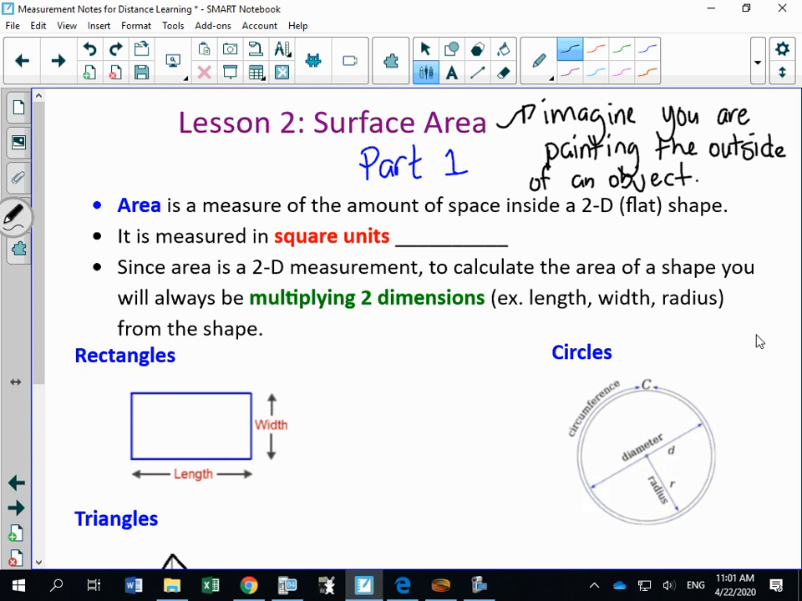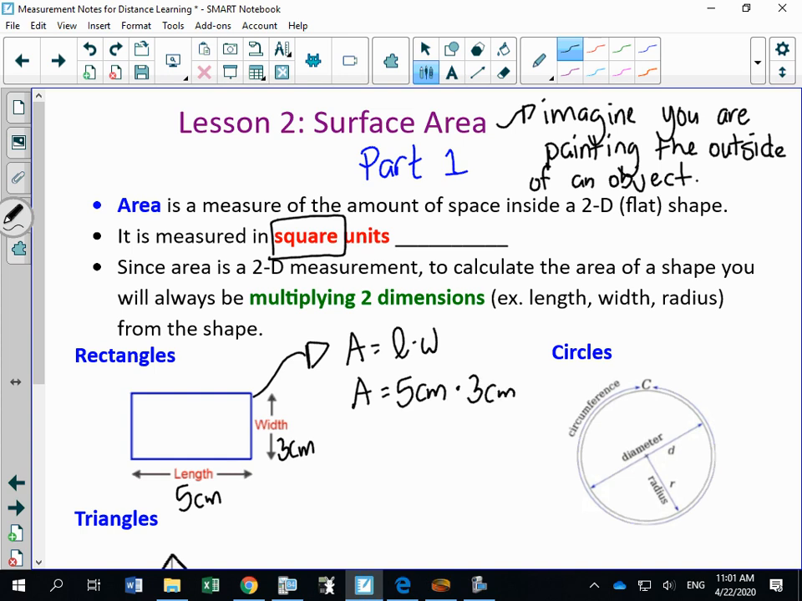Surface area is measured in square units. So this is sort of the first important thing. I'll give you an example. With this rectangle, if I said calculate the area of the rectangle, you would say, okay, the area of a rectangle, the formula is length times width. And let's say that this was 5 centimeters by 3 centimeters. Then the area of the rectangle would be 5 centimeters times 3 centimeters.